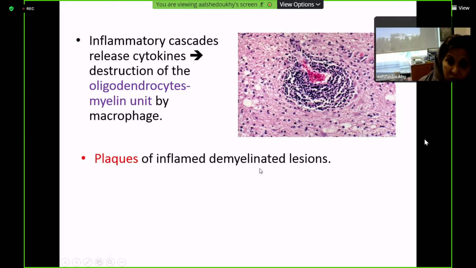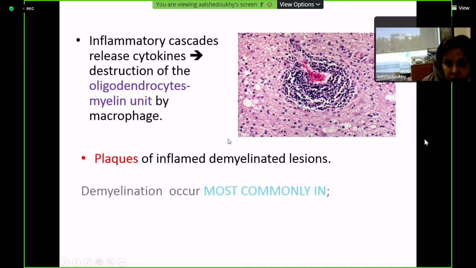Also, the radiologist and the pathologist agreed to call lesions of multiple sclerosis plaques. So both will say that there are plaques on the MRI, plaques on histological examination, and plaques are inflamed demyelinated lesions. So there is edema, there is inflammation, and there is damage of the myelin sheath.